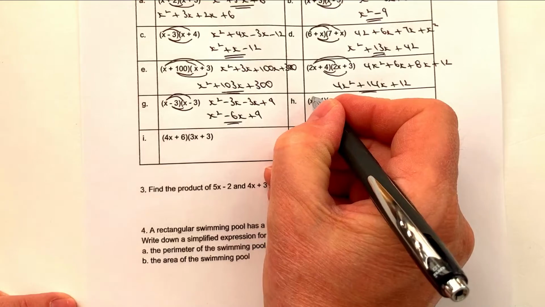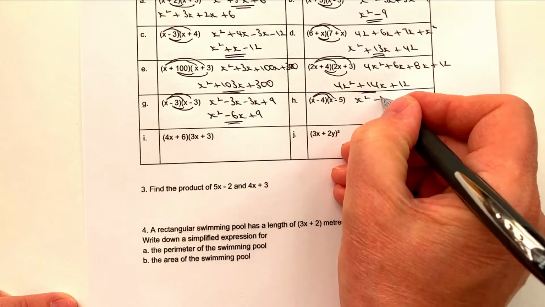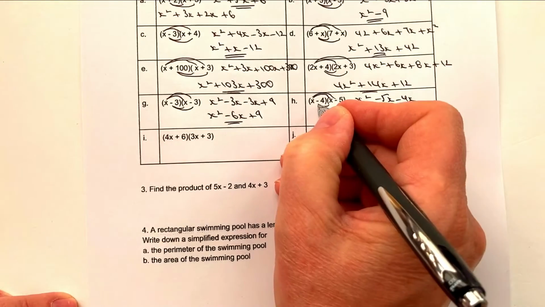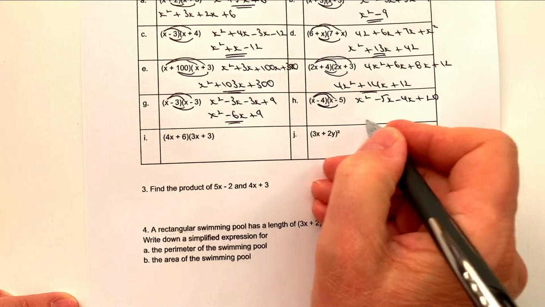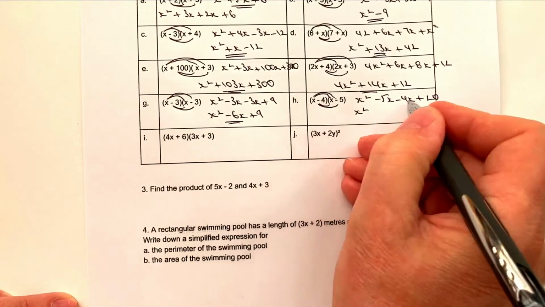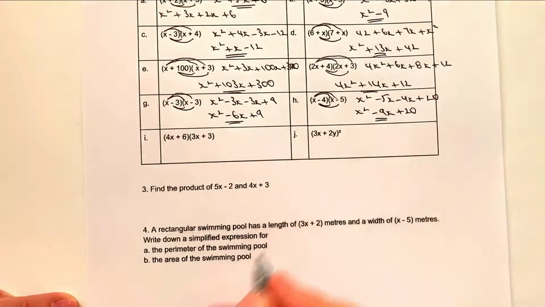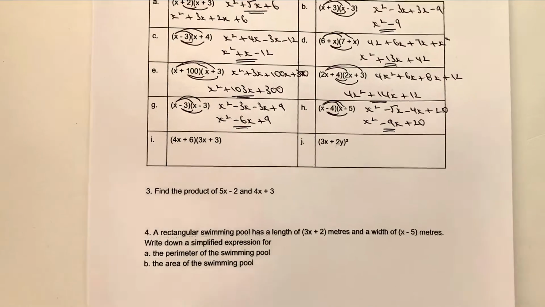Okay, so x times x is x squared, minus 5x, minus 4x, and then again a minus times a minus is a plus, so that's going to be plus 20. So I'm going to end up with x squared minus 9x plus 20, and that would be the answer to question H. Okay, let's move on a little bit.